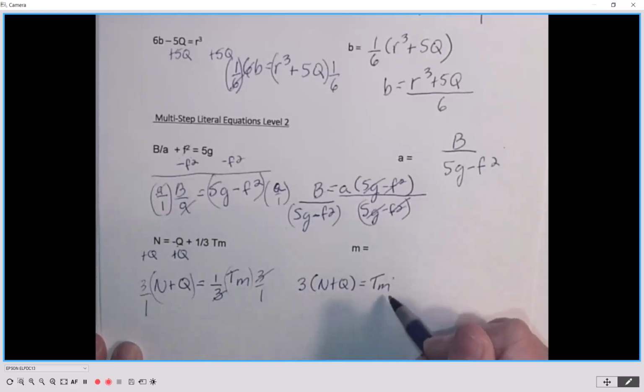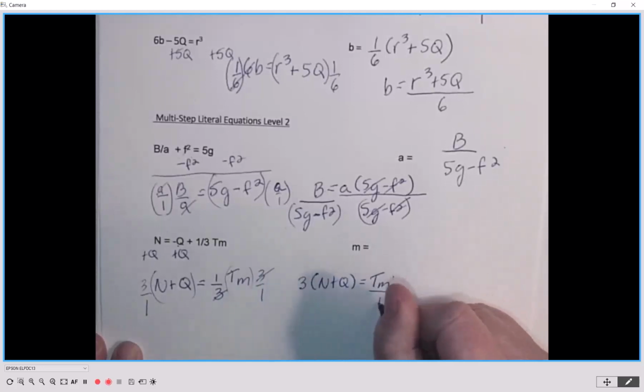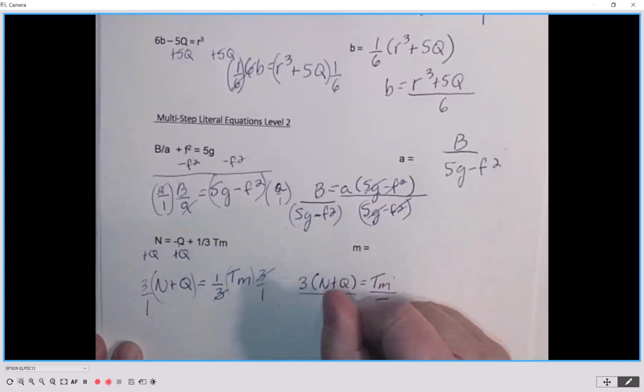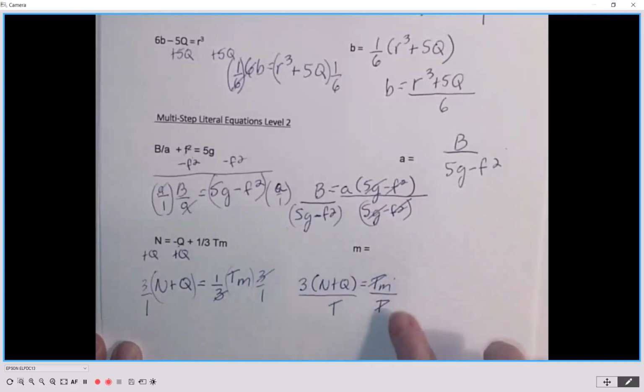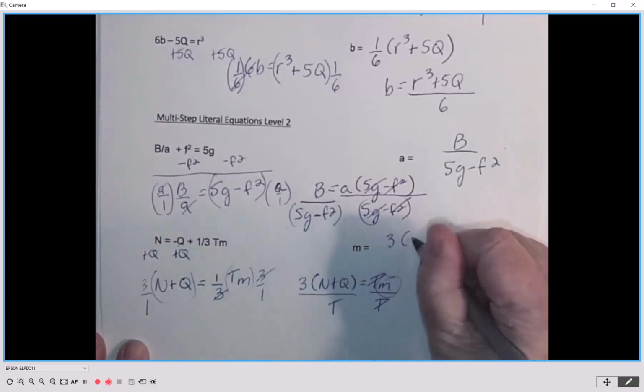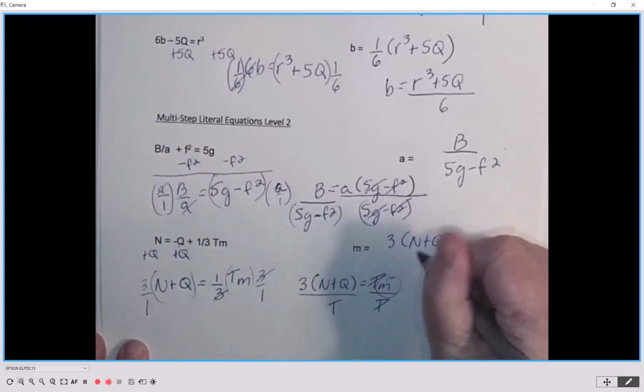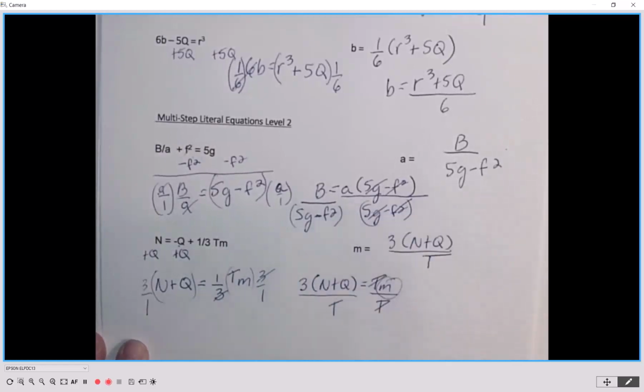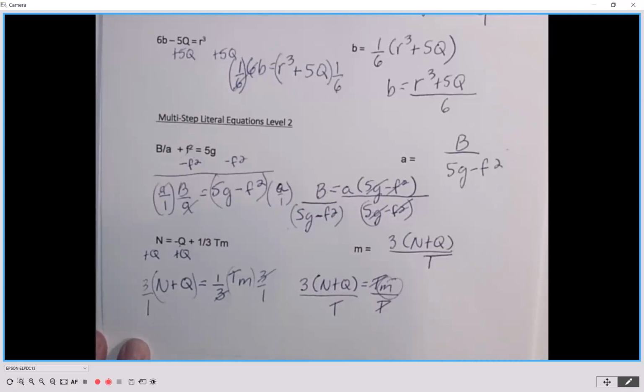And now that I see that it's t times m, if I divide each side by a capital T, I'll be able to eliminate it on this side, leaving me m. So m is equal to 3 times n plus q over capital T. And that's the answer for this one. Let's go on to the next page, our last set of problems.